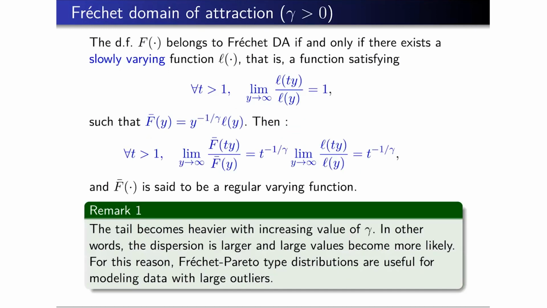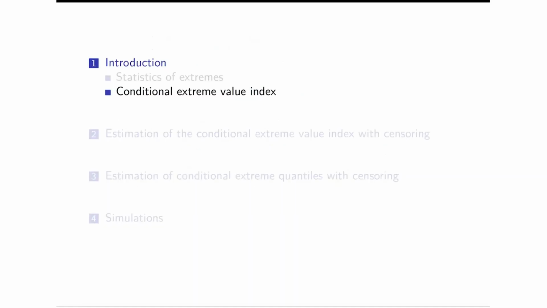Okay, and now in my talk, we have three domains of attraction: the Fréchet domain of attraction, the Gumbel domain of attraction, and the Weibull domain of attraction. But my focus in this talk is when gamma is positive. When gamma is positive, we can characterize the function F, which is in the domain of attraction of Fréchet, by using what we call a regularly varying function. And we can say that the tail becomes heavier with increasing value of gamma. When gamma is high, the tail is heavy. Okay, and we can give some examples.